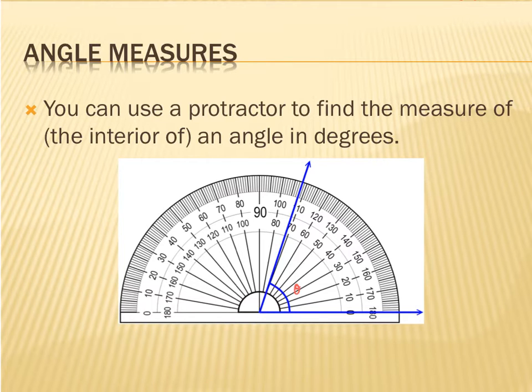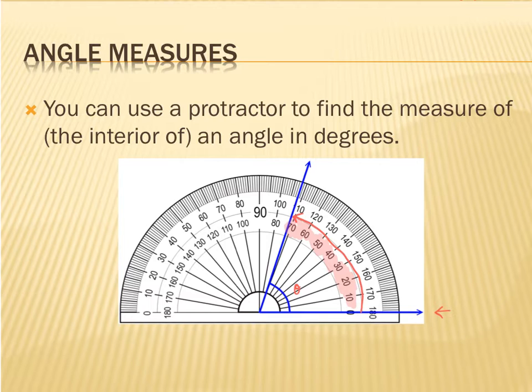But the way you read this, there are actually two different ways to read it. So you always start from the baseline, this bottom line down here. Always start from here, and then you would look up. But as you can see, there are two different sets of numbers, an outer one and an inner one. If it's a smaller angle, if it's an acute angle, and we'll go over those names a little later, if it's an acute angle, you are looking at these numbers in here.